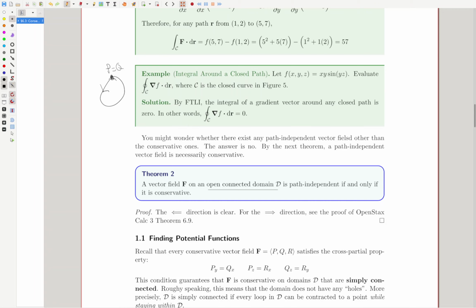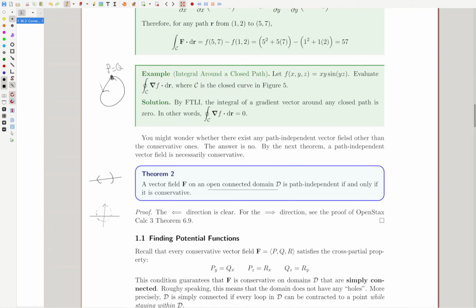So open means it doesn't have any boundary points. Like on the number line, an open interval would have to be open on both sides. On a two-dimensional plane, I'm not able to draw straight, but it would have to be a dotted circle. You can't have any of the boundary points of the circle, for example. That's just one possible region. So yeah, on an open connected domain D, a vector field F is path independent if and only if it is conservative. So that's a pretty strong statement there.